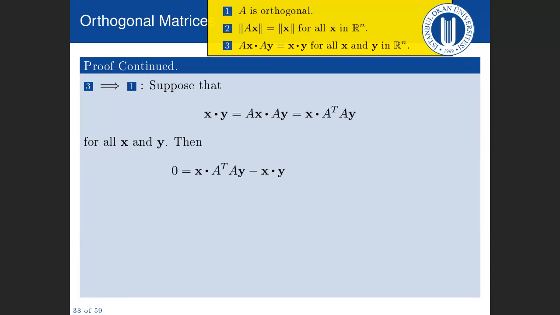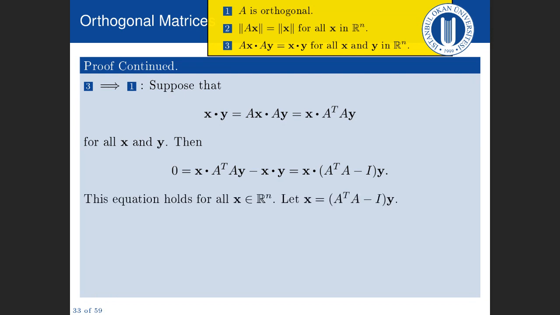Rearranging this, just taking what we had and rearranging it, 0, that's the number 0, is x dot A transpose Ay minus x dot y, or factorize it as x dot (A transpose A minus I) y. This equation holds for all vectors x and all vectors y.